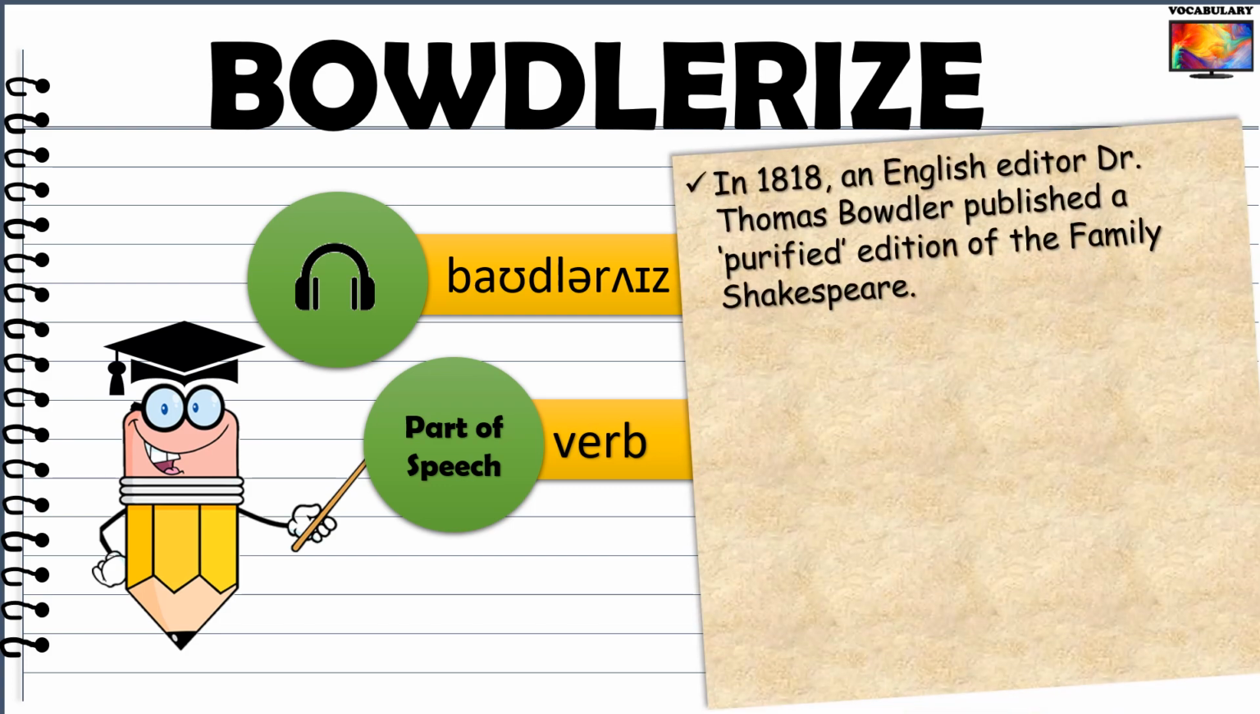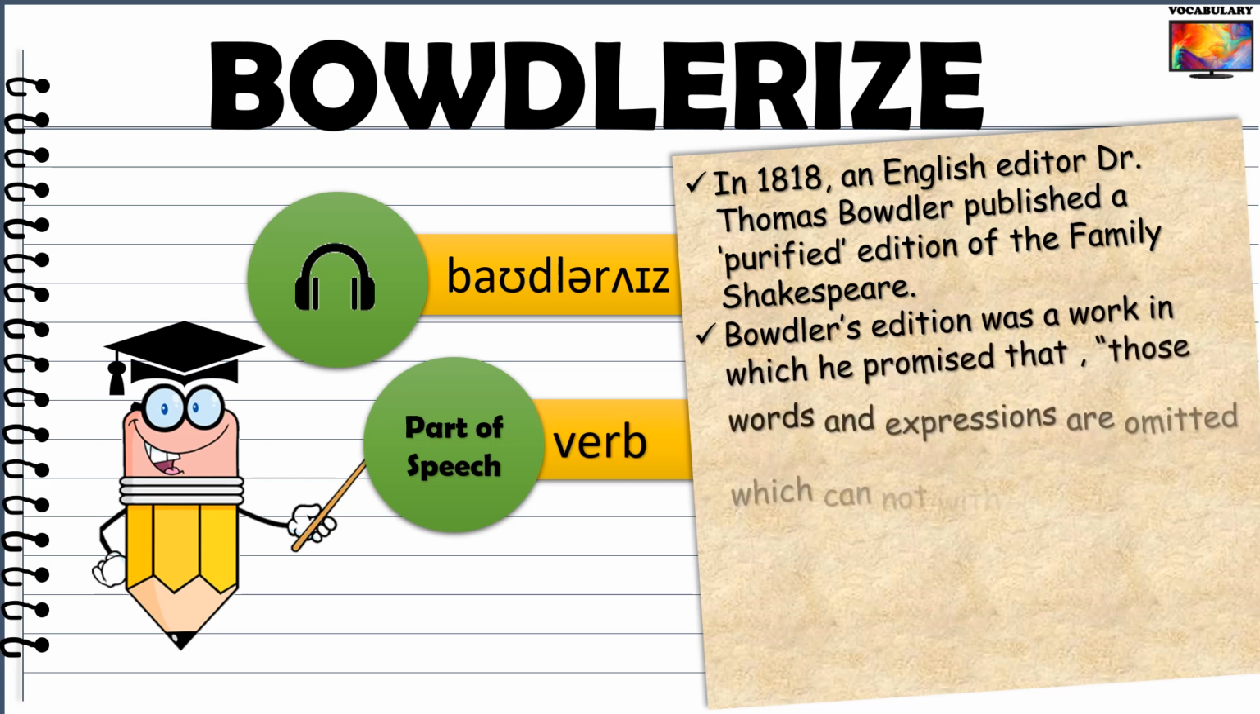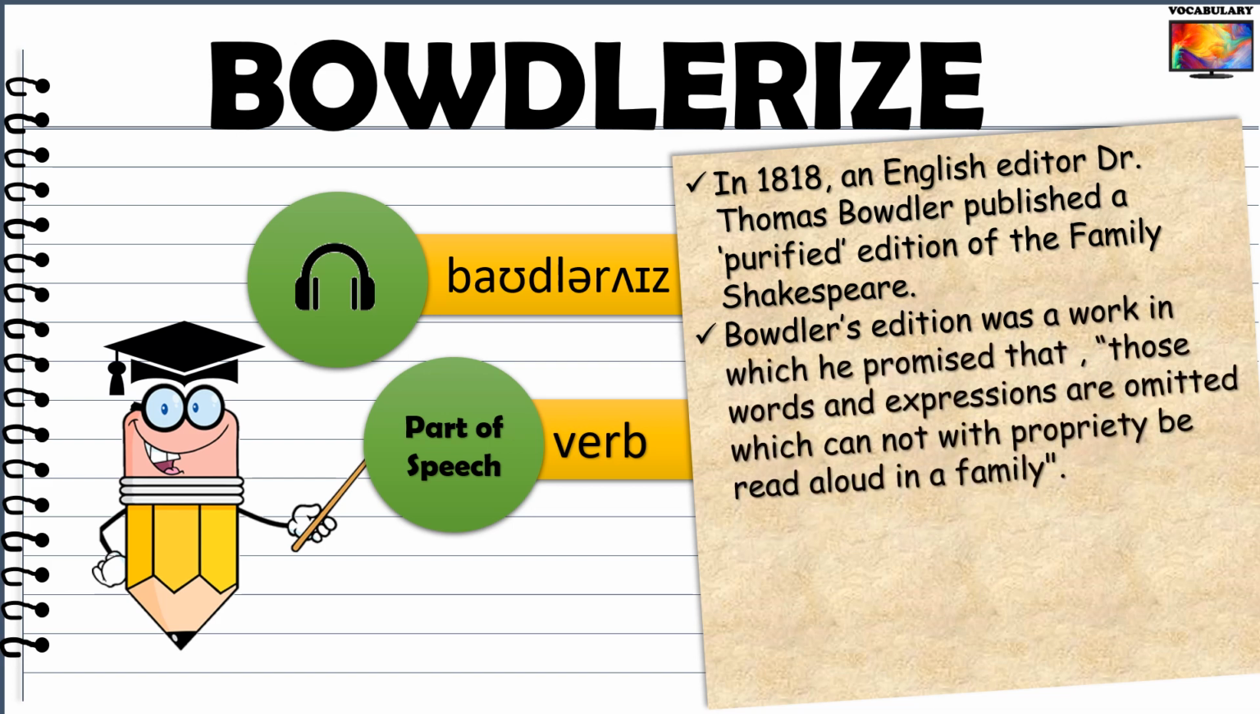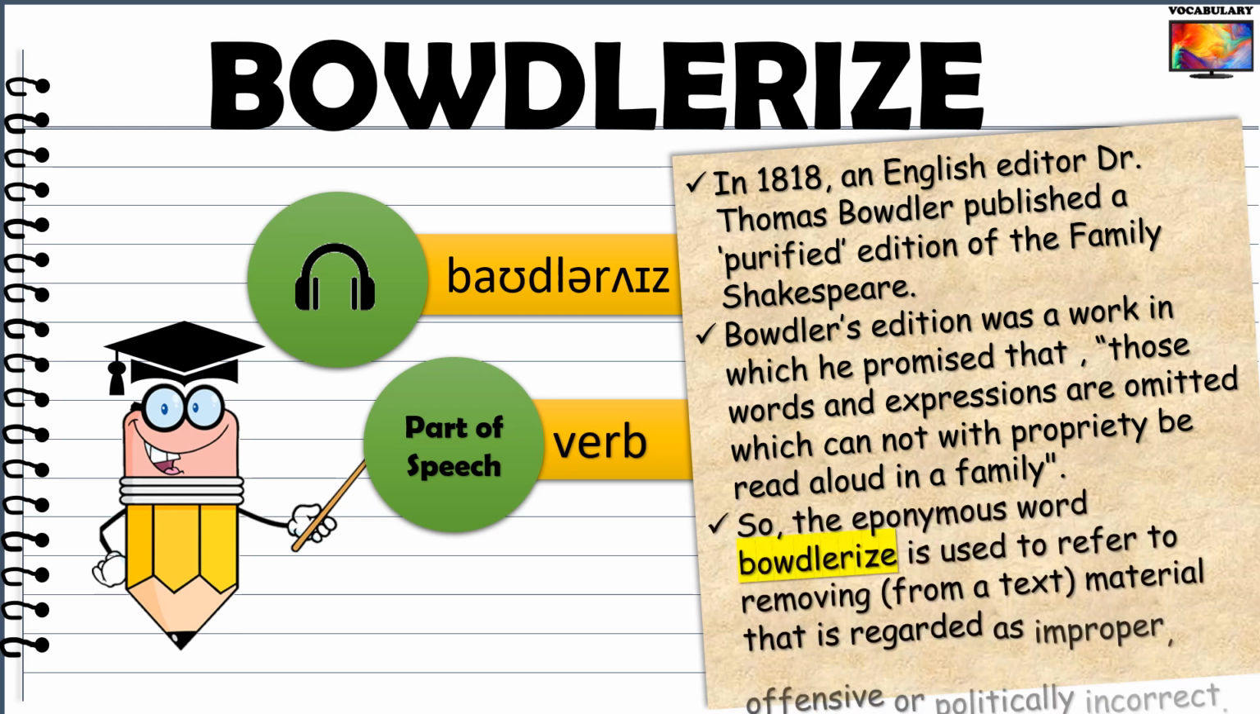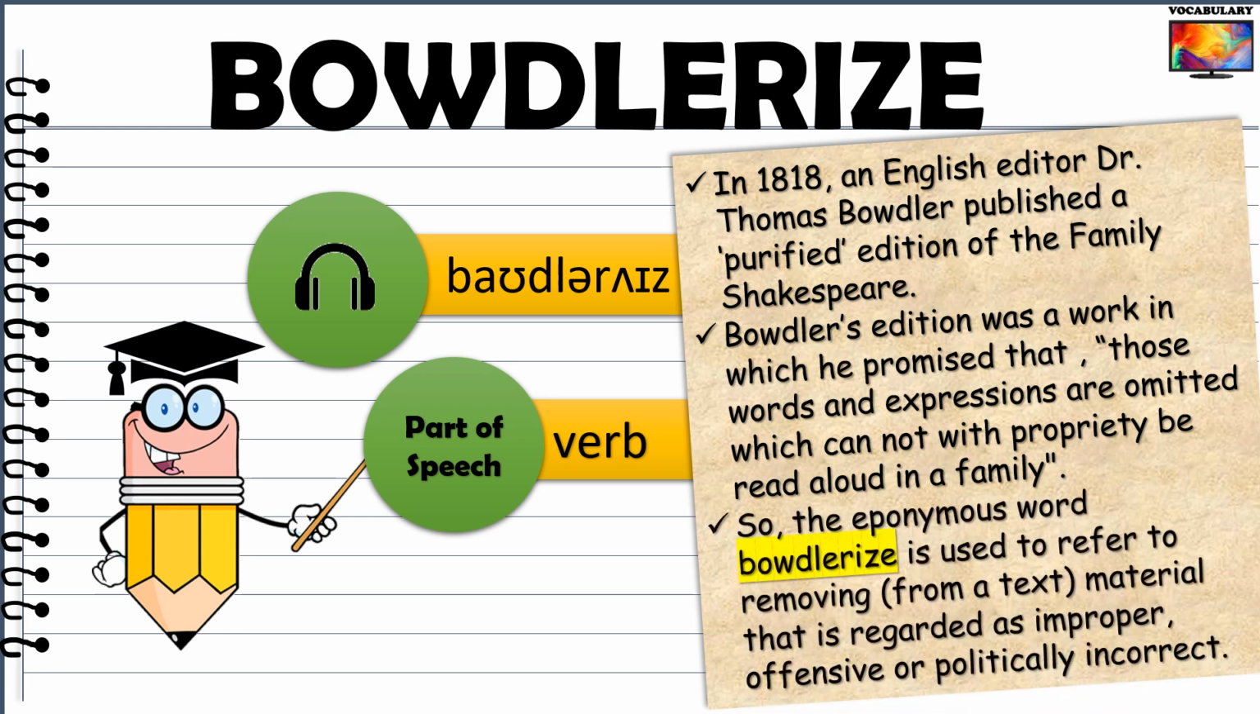Thomas Bowdler, published a so-called purified edition of the Family Shakespeare. Bowdler's edition was a work in which he promised that those words and expressions are omitted which cannot, with propriety, be read aloud in a family. So the eponymous word bowdlerize is used to refer to removing from a text material that is regarded as improper, offensive, or politically incorrect.